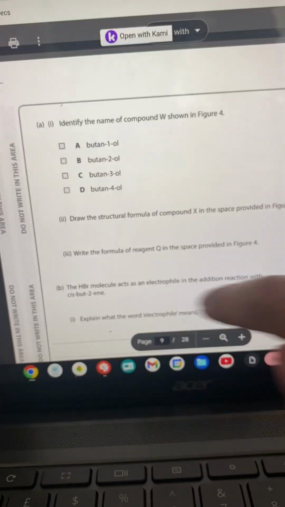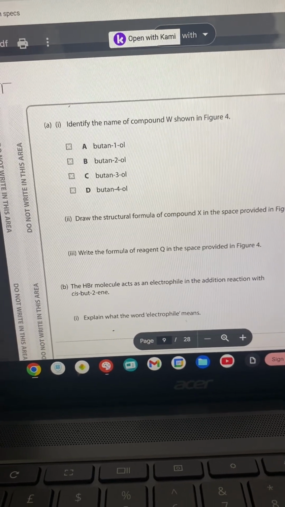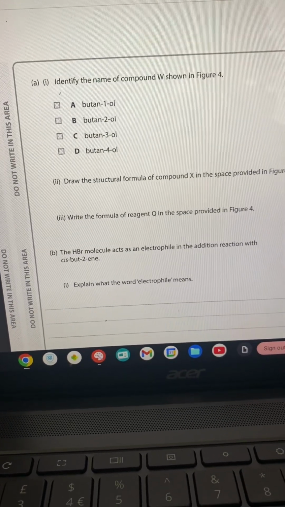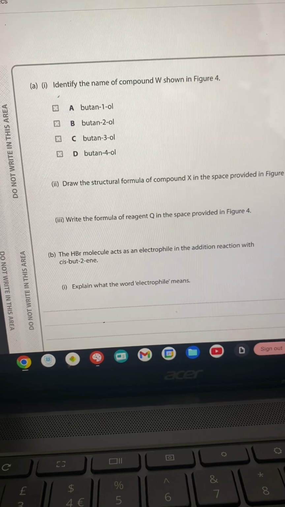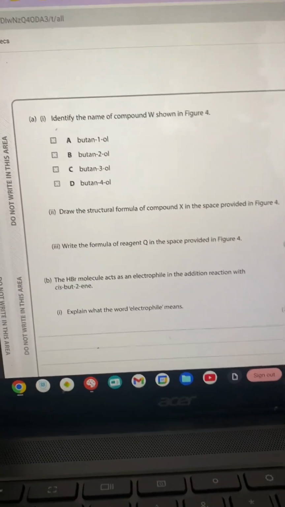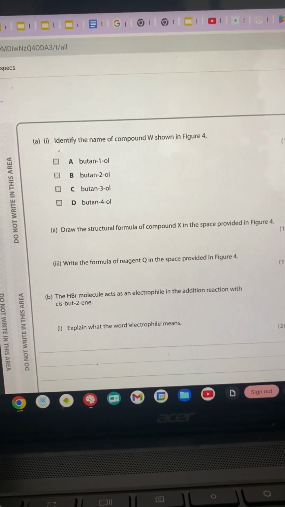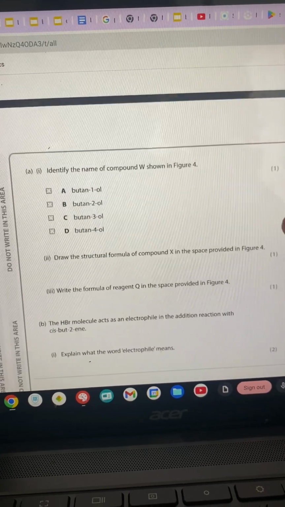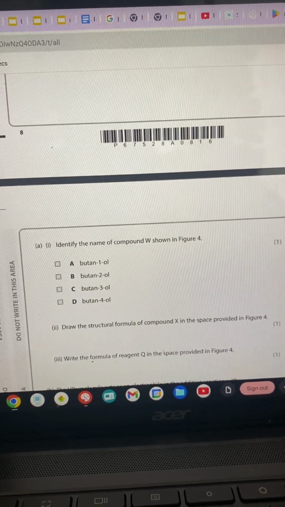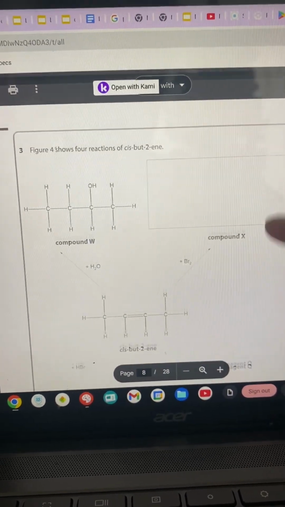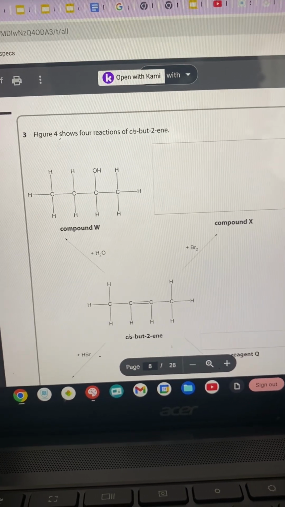Now, the second question, so for this one, we just put a cross on B. So for A part 2, it says draw the structural formula of compound X in the space provided in figure 4. Okay, so if we go back to figure 4, let's have a look at compound X. So this is where we need to draw compound X.